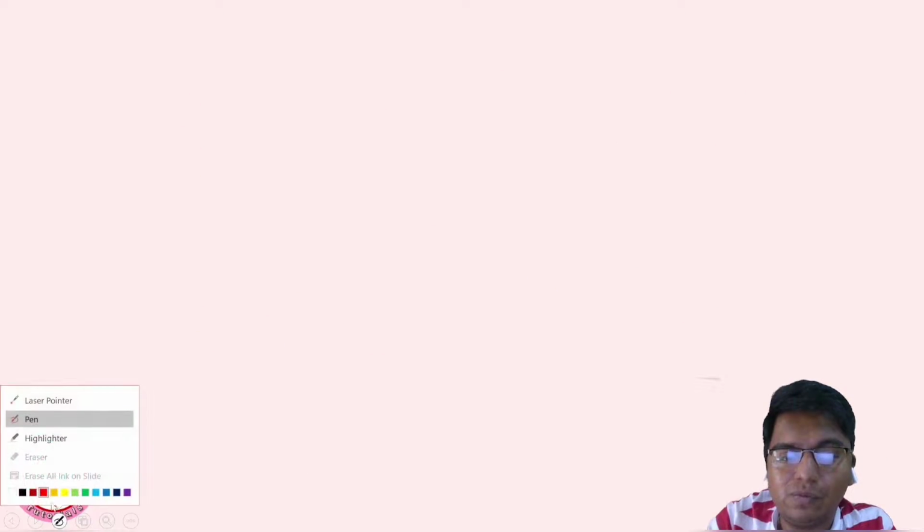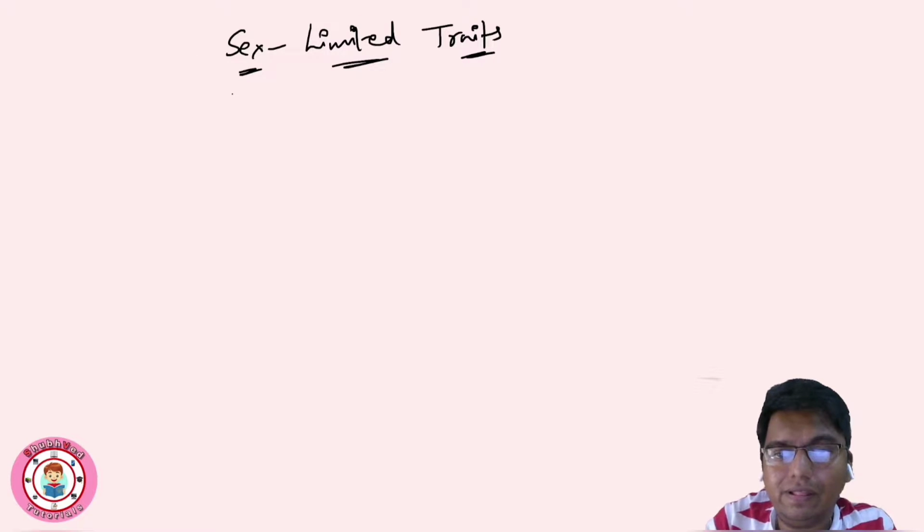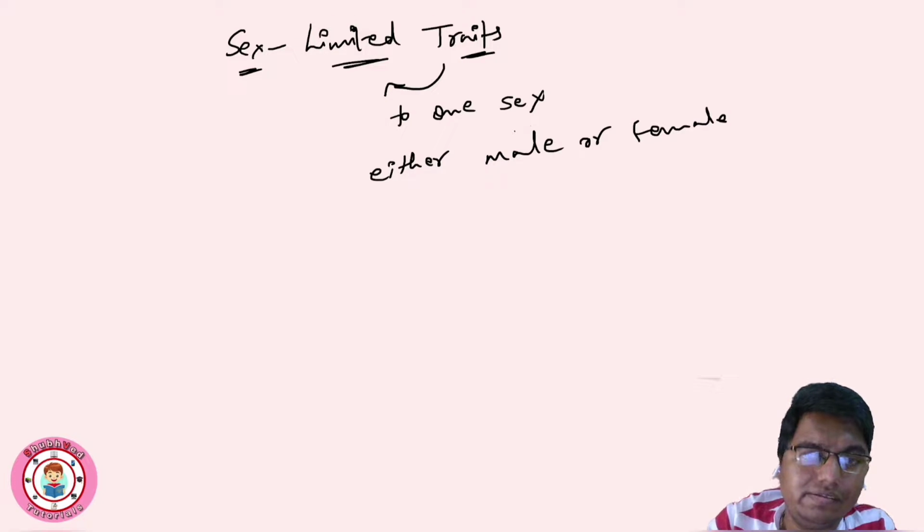First of all, we will see sex-limited traits. So what are sex-limited traits? From the name only, we can see that it is limited. The traits that are limited to one sex. So these traits are limited to one gender, we can say either male or female. From the name only we can understand this. But how so? Basically, we will see this with an example.